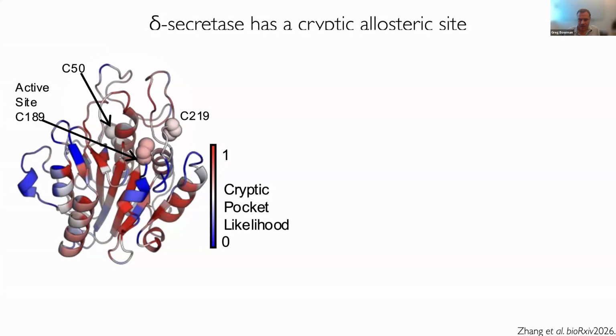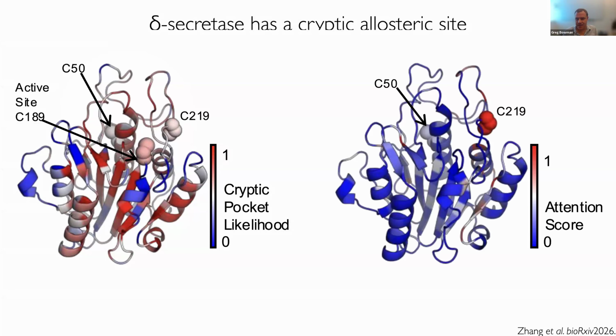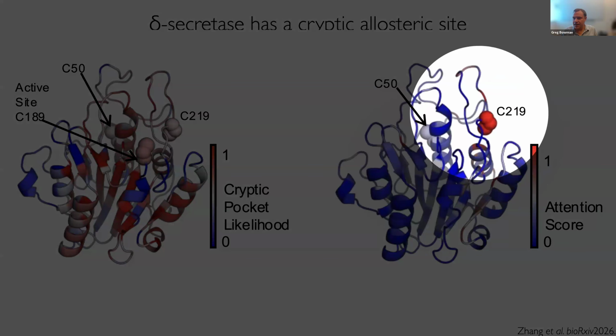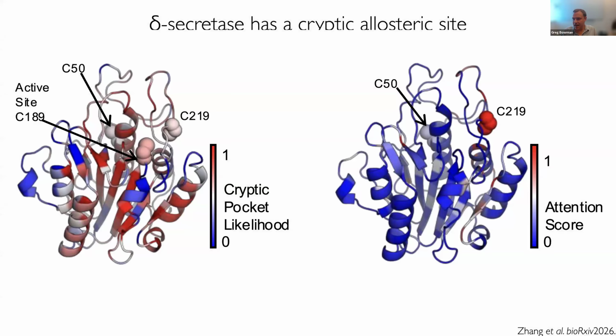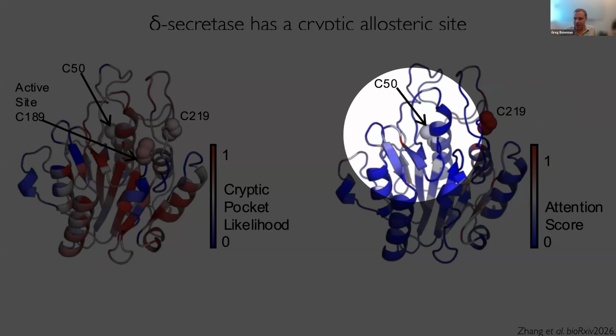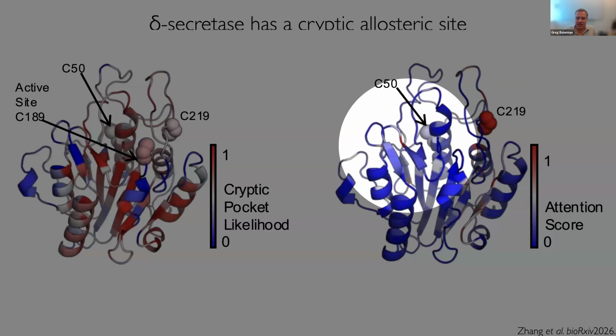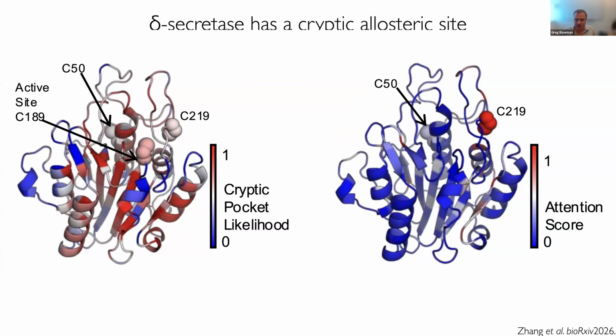And if we now look at attention scores of residues, like how much attention when I make the prediction for the active site does every residue have, this cysteine over here lights up bright red, right? So this is a buried cysteine with reasonably high probability of being part of a cryptic pocket, and reasonably high probability of being allosterically coupled to the active site, right? So this is great, suggests we found something potentially interesting and new.